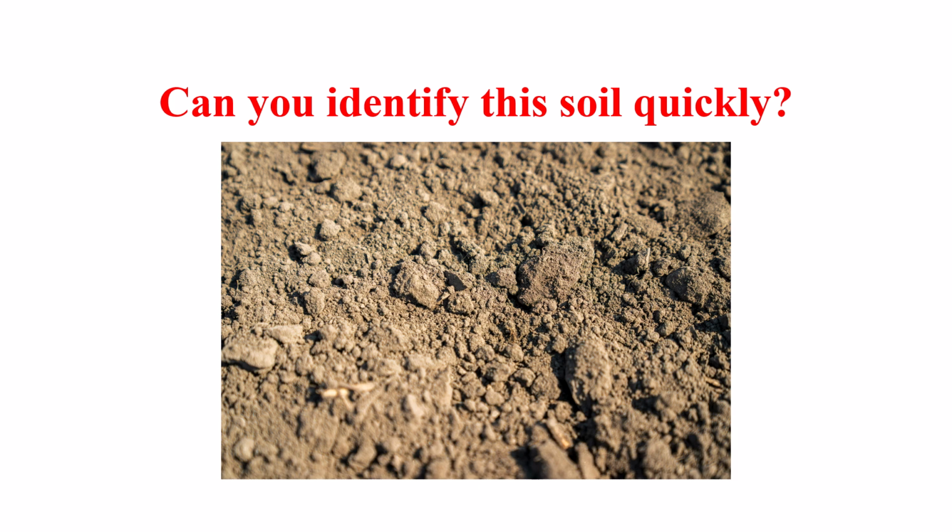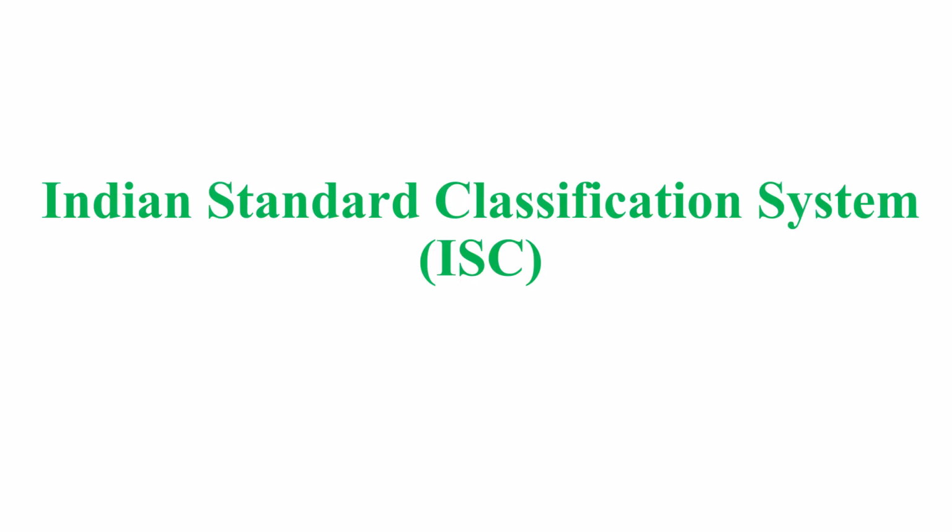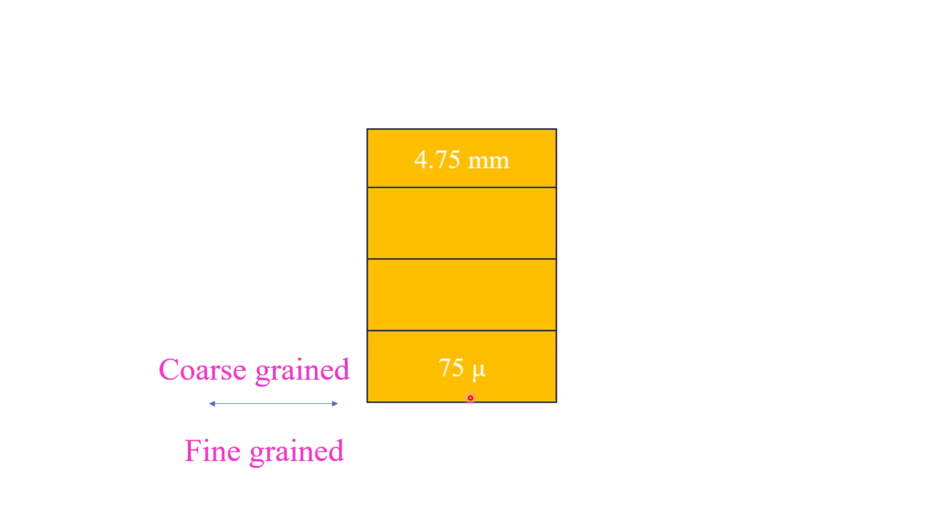Can you quickly identify what type of soil this is? Engineers use a standard system for this. Soil classification starts with the 75 micron sieve, which divides soil into coarse and fine. Then, coarse soils are further divided using the 4.75 mm sieve into gravel and sand.